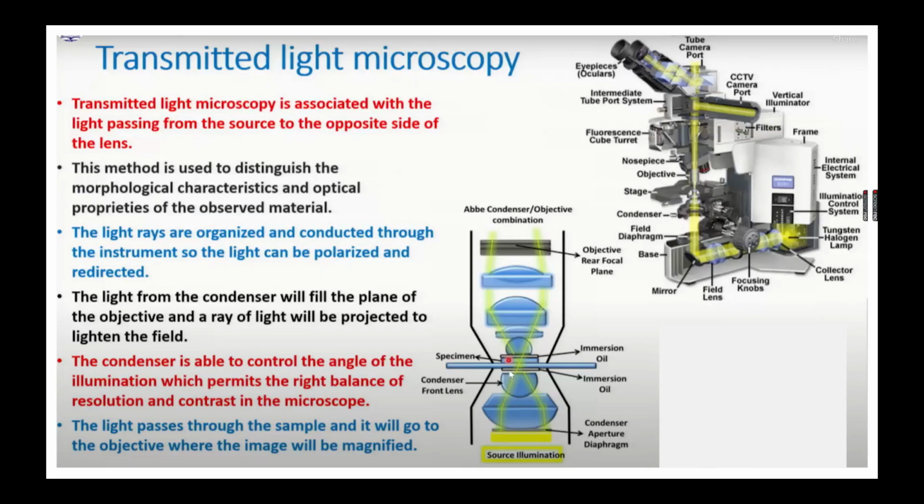Here you can see also the condenser is able to control the angle. This is going at a certain angle. So this is your condenser. Here this is a straight line, but here it is having some angle. So again, in your previous lecture you have seen that it is controlling the angle of the illumination, which permits the right balance of resolution and contrast in the microscopy.